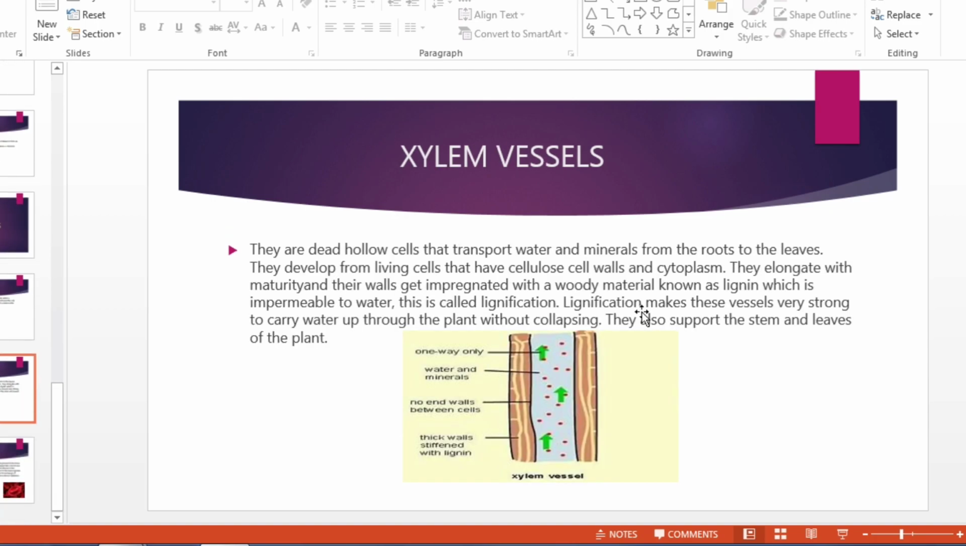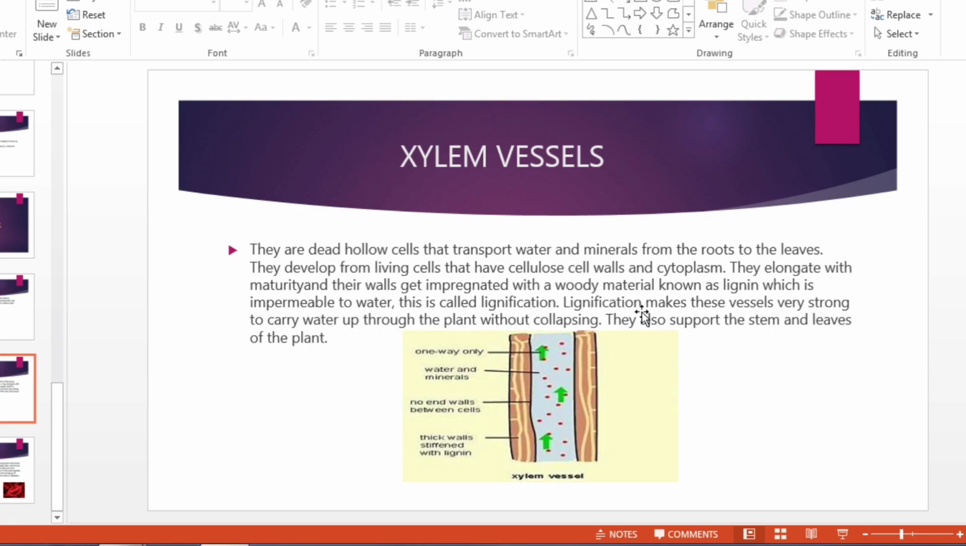The next specialized cell in our syllabus is xylem vessels. These vessels are an important part of our syllabus, as questions related to xylem vessels come most often. Xylem vessels are dead hollow cells that transport water and minerals from the roots to the leaf. These xylem vessels develop from living cells with a cellulose cell wall and cytoplasm.